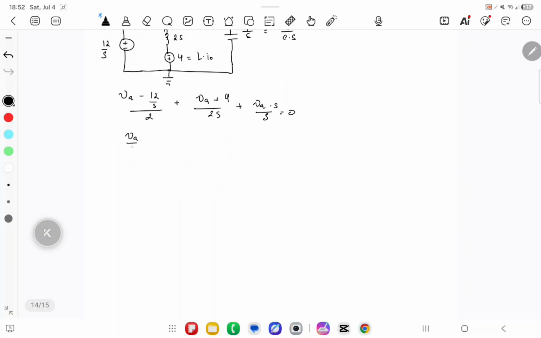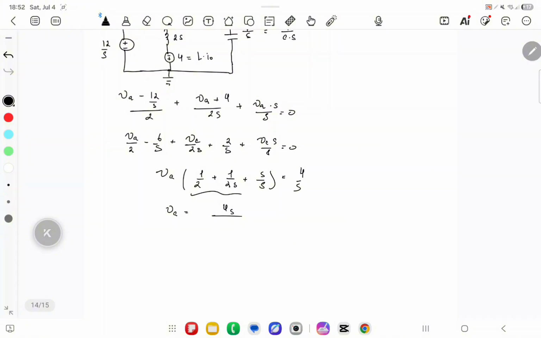So this will be VA over 2 minus 6S plus VA over 2S plus 2 over S plus VAS over 8. So VA can be taken out of the brackets and we will have it equal to 4S. So VA will be equal to 4S over this whole thing, which is equal to 32 over S plus 2 if you calculate it. So this is the representation of VA in S domain.